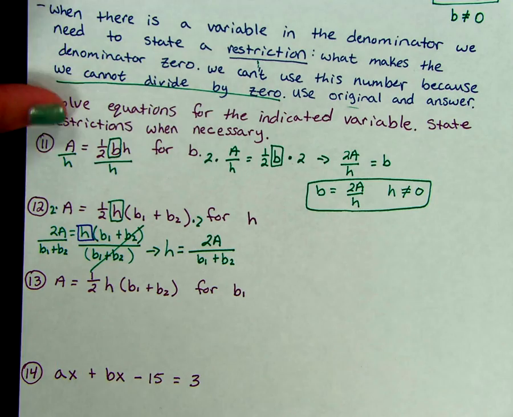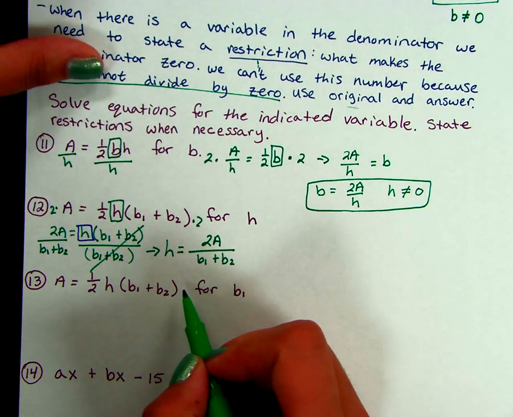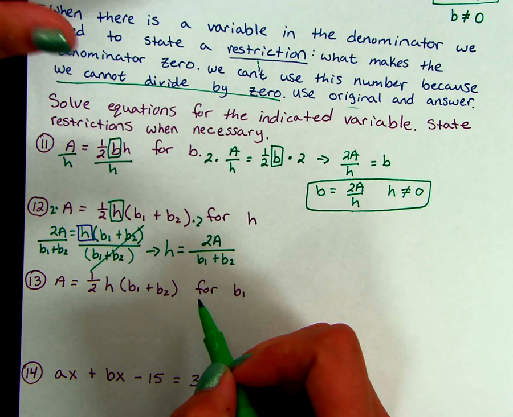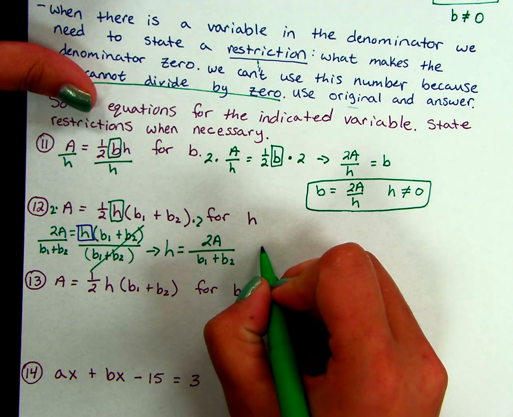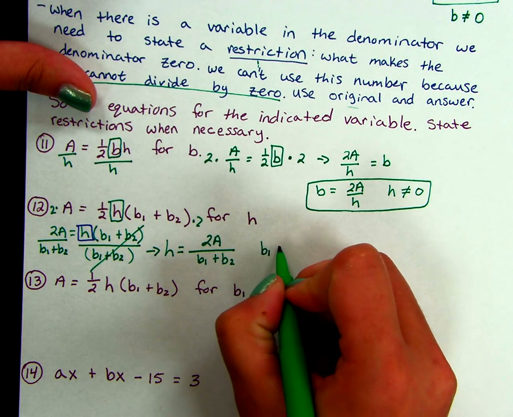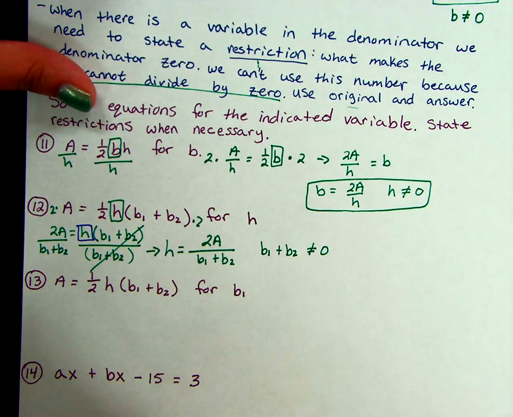Now we need to worry about our restriction. For the denominator, we have 2 things in it this time, and since they're both variables, the easiest way to write it is to say that B1 plus B2 can't equal 0.